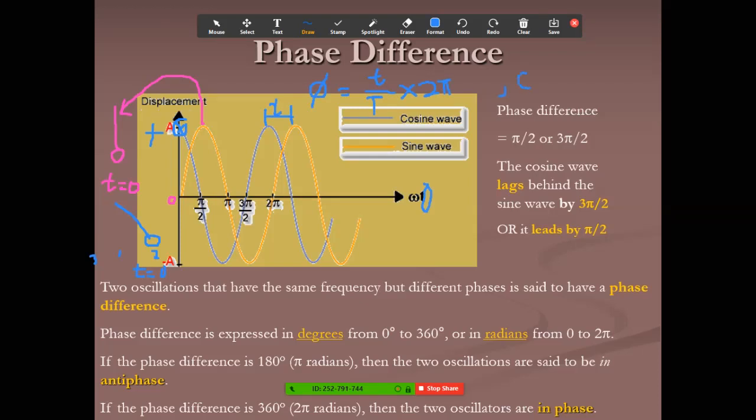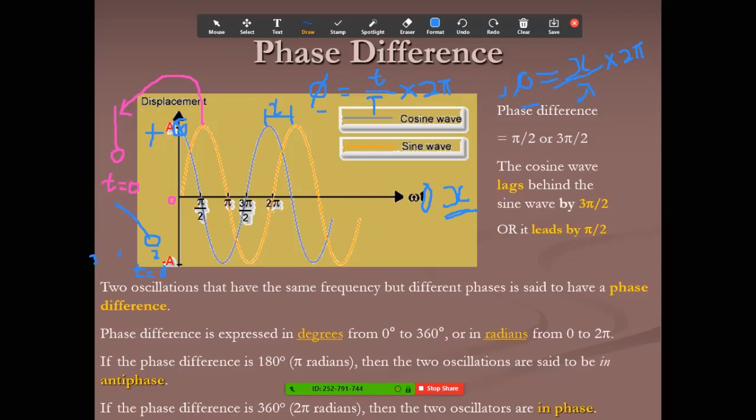Or what is another phase difference formula? If this is in terms of displacement, so x, it's going to be x over lambda times 2 pi. So recall back. So they have a phase difference. How to find the phase difference easily: these two graphs you must plot, then you can find the phase difference like you normally do for the wave.